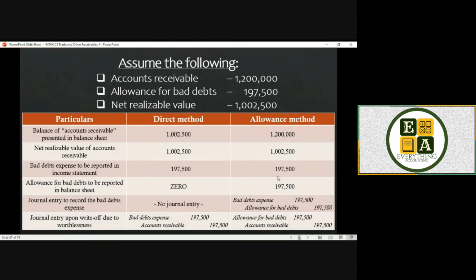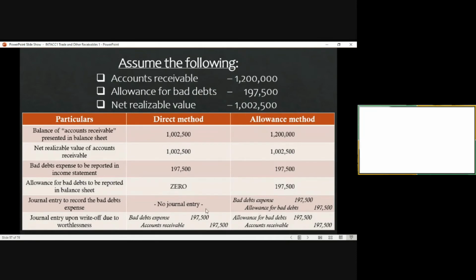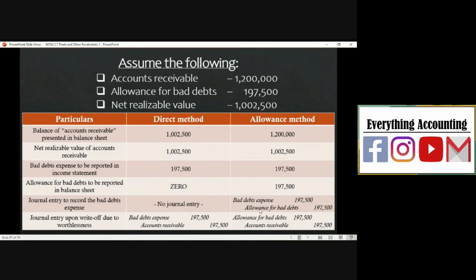beginning balance. Okay? Then yung allowance for bad debt na i-report naman sa balance sheet, since direct method tayo, magiging zero yan, wala kang i-represent na allowance for bad debt sa direct method. But for allowance method, may i-represent ka na 197,500. Bakit ganon? Bakit zero dito yung allowance? Okay? Kasi dito, to record the bad debts expense, no journal entry tayo. No journal entry. But for allowance method, nagde-debit ka ng bad debt expense, then credit ka ng allowance for bad debts.